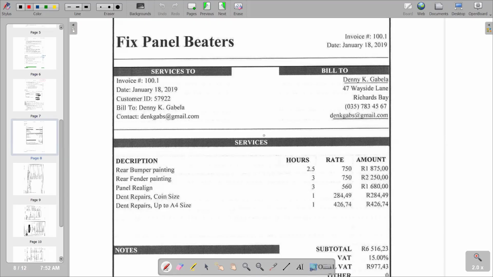And we see that the services that we have, we have them on this section. So we have various services that are being rendered. We can see that we have got a rear bumper painting. We also have rear fender painting as another service. And also, I believe that we have got the panel realigned, and then we've got the repairs that we can just call dent repairs on this section.